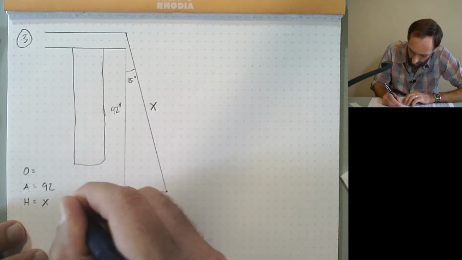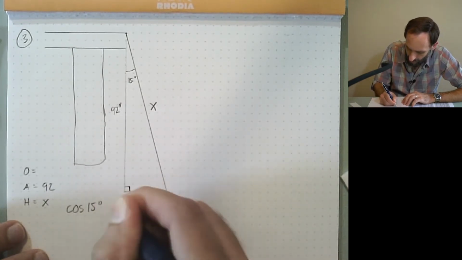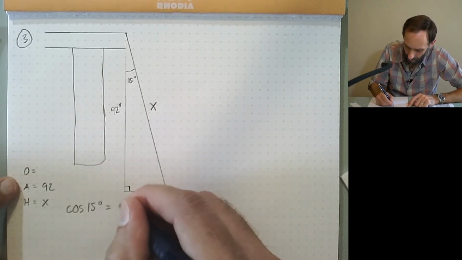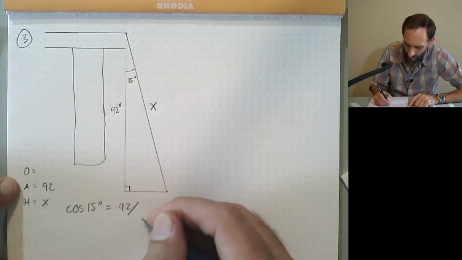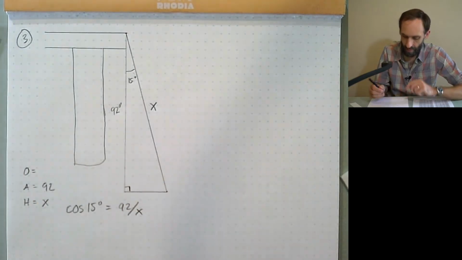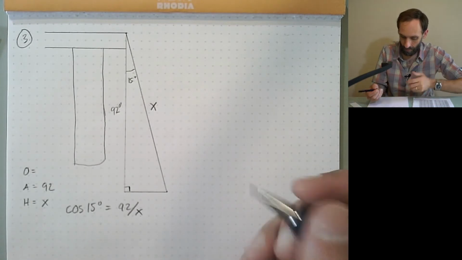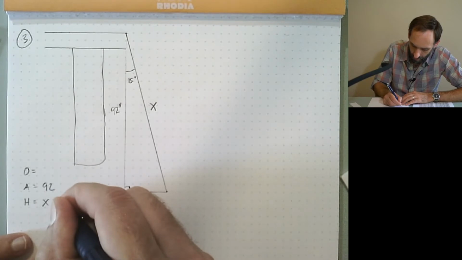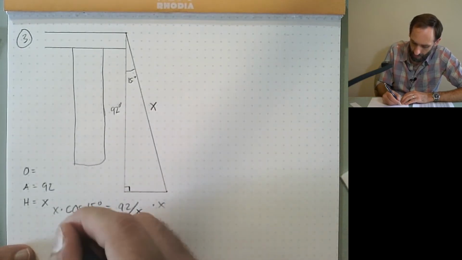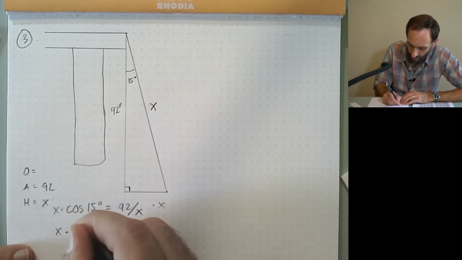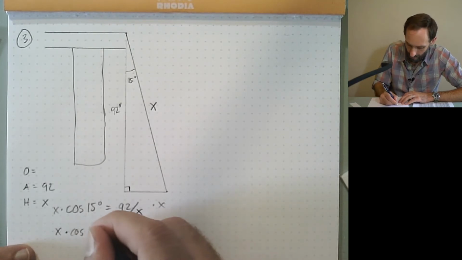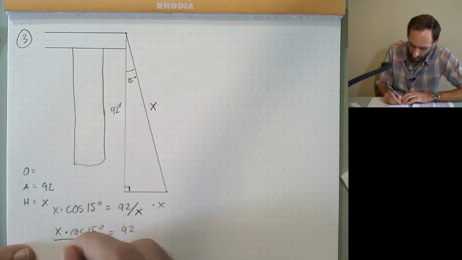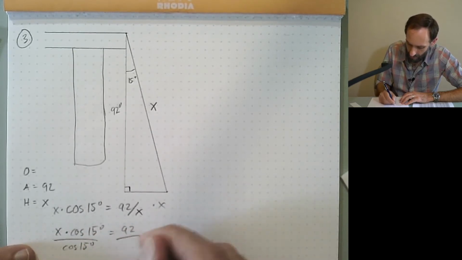So the cosine of 15 degrees is equal to the adjacent, 92, divided by the hypotenuse, x. So doing a little algebra, we multiply both sides by x, and I get x times the cosine of 15 degrees is equal to 92. And then I divide both sides by the cosine of 15 degrees.